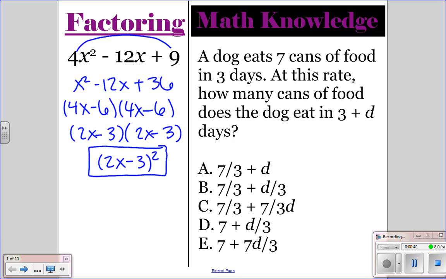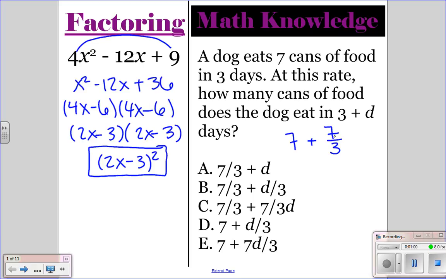For the math knowledge question, a dog eats 7 cans of food in 3 days. At this rate, how many cans of food does he eat in 3 plus D days? Well, in these first 3 days, he's going to eat 7 cans of food. And then each day after, he's going to eat 7/3 of a can of food.